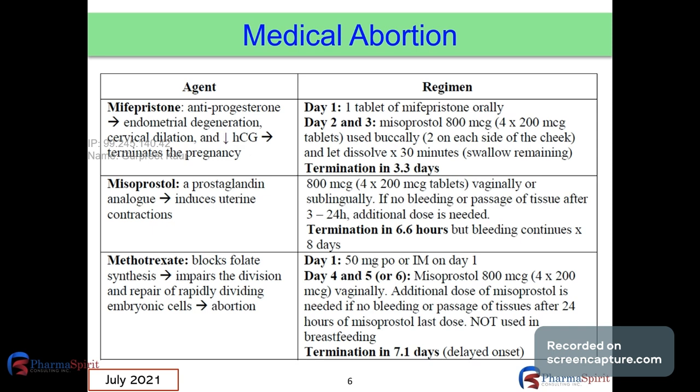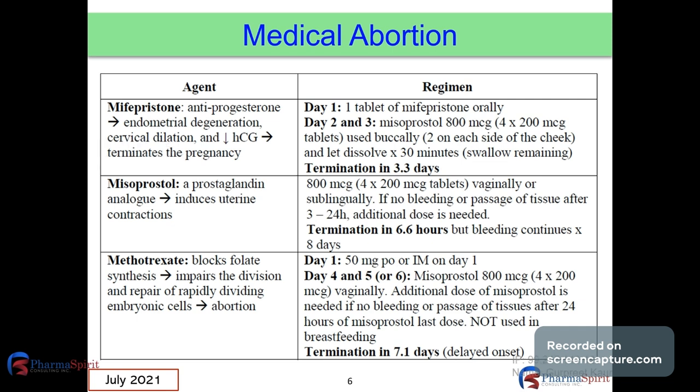On day one, we give the patient 1 tablet of mifepristone orally, just 1 tablet. Then on day 2 and on day 3, the patient will receive misoprostol in a dose of 800 microgram. These 800 microgram come as 4 tablets of 200 microgram each, and the patient will put 2 tablets on each side of the cheek, 2 on the left, 2 on the right. So the patient will use 800 microgram of misoprostol buccally on day 2 and 800 microgram buccally on day 3. The patient will let them dissolve, and she will swallow the remaining. Termination happens within 3.3 days. This means that the termination will happen shortly after the second dose of misoprostol.